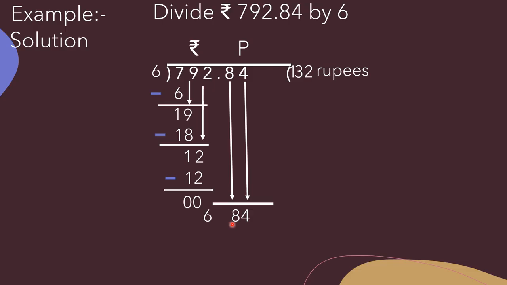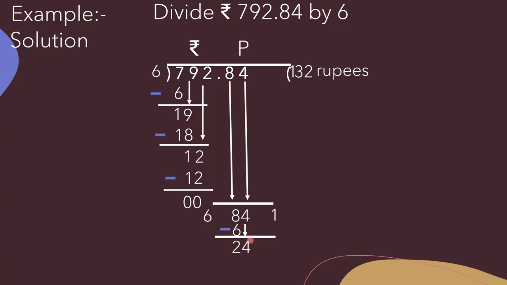So let's start here. The first digit from our left hand side is 8, so we can divide 8 by 6. Here we will write 1 at quotient place and 6 below 8. Now we have to subtract. So 8 minus 6 is equal to 2.